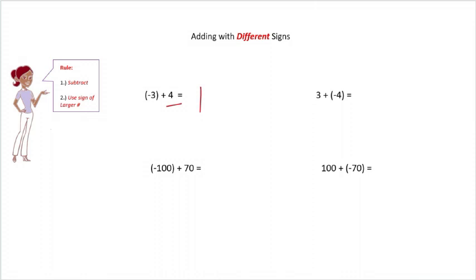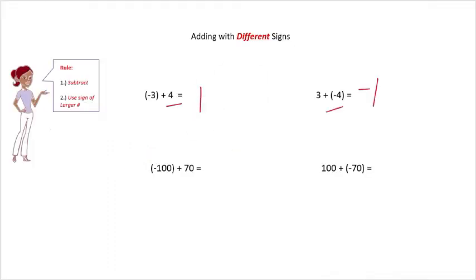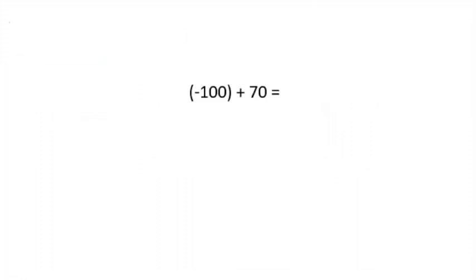Looking at the second example, we take the difference between 3 and 4, and again, that's 1. But our larger number is negative. So in this case, our answer is negative 1. Likewise, we'll go down to the bottom and we subtract 100 from 70, which is 30. And we see our larger number of 100 is negative. So our answer is negative 30.